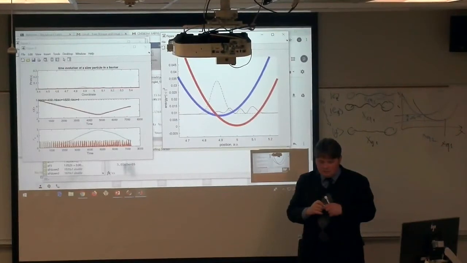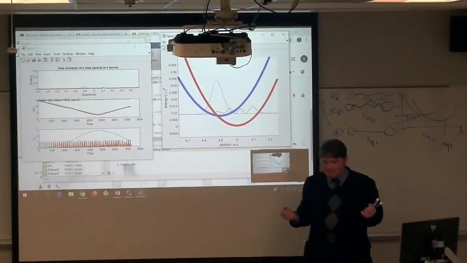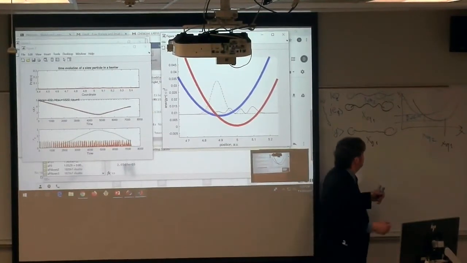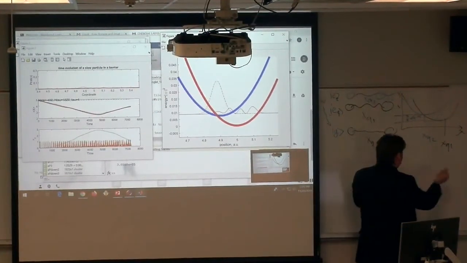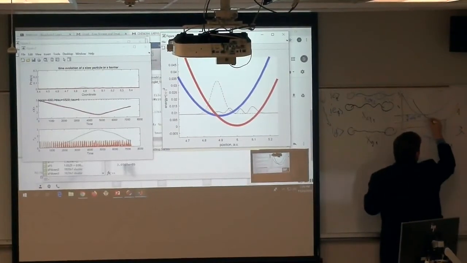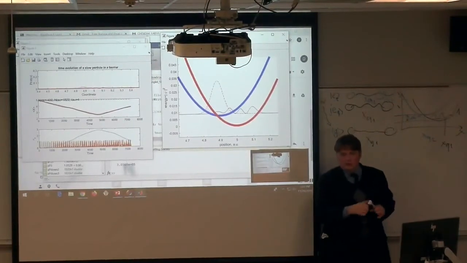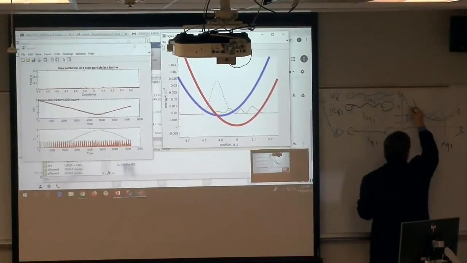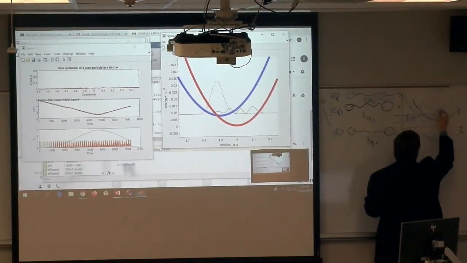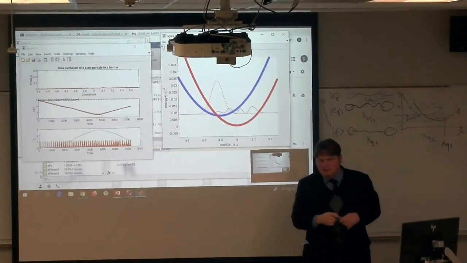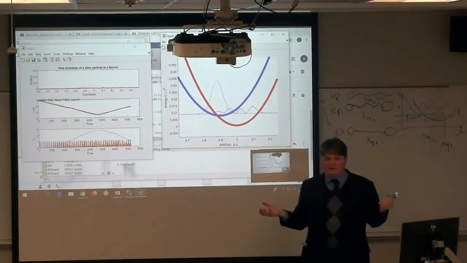And if you know for sure that the system is in the electronic state number one, then the wave packet will be only here. If we know for sure that the electronic state is in another potential, the wave packet will be somewhere there. Right. But what if it is halfway here, halfway there?